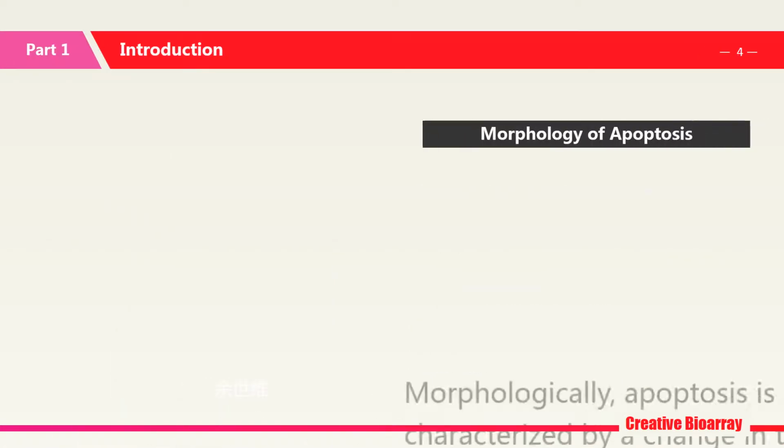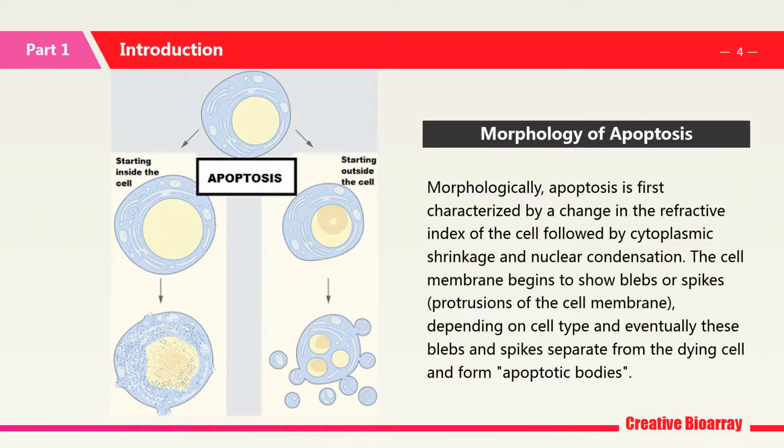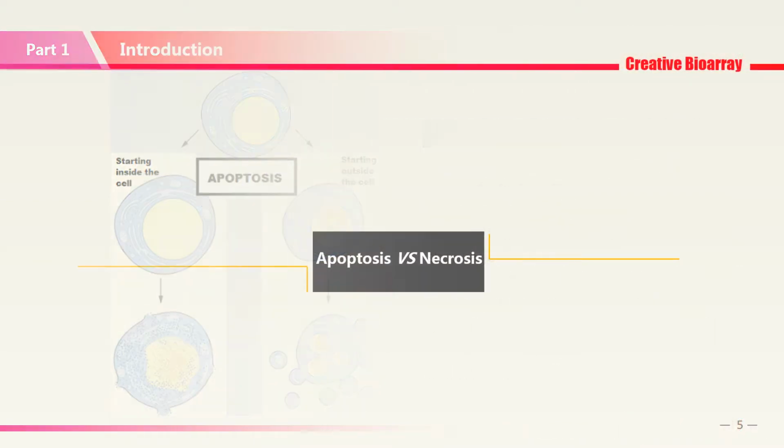Morphologically, apoptosis is first characterized by a change in the refractive index of the cell followed by cytoplasmic shrinkage and nuclear condensation. The cell membrane begins to show blebs or spikes, protrusions of the cell membrane, depending on cell type, and eventually these blebs and spikes separate from the dying cell and form apoptotic bodies.